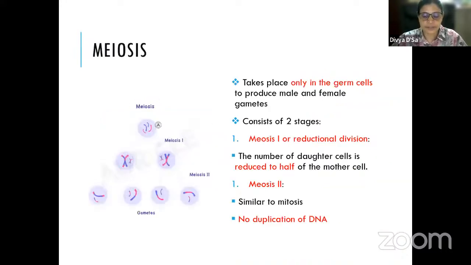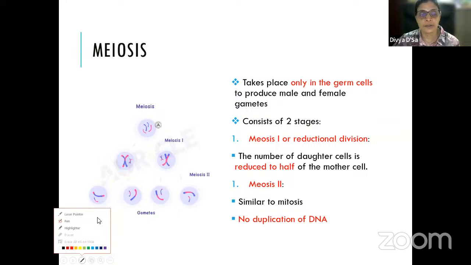Next, coming to the cell division, meiosis. Okay, so what do we mean by the meiosis? Meiosis is a type of cell division which takes place only in the germ layers. And why does it take place in the germ layers? To produce the gametes, whether male or female gametes.